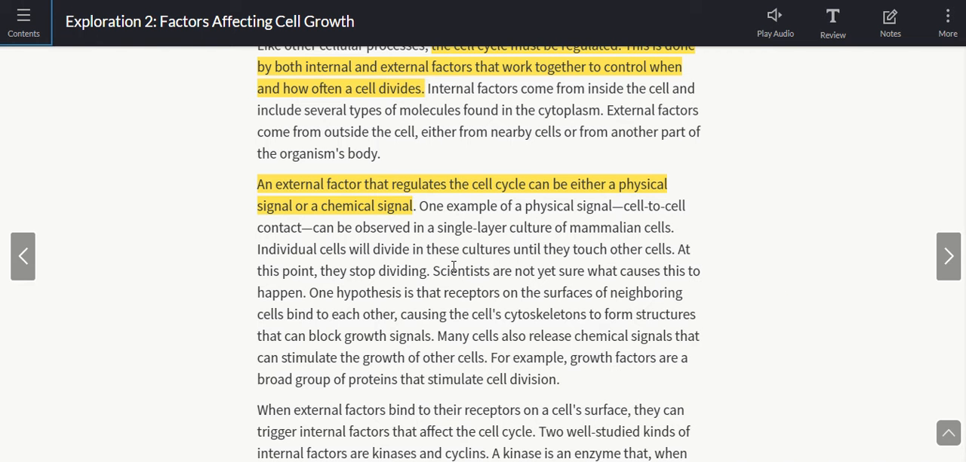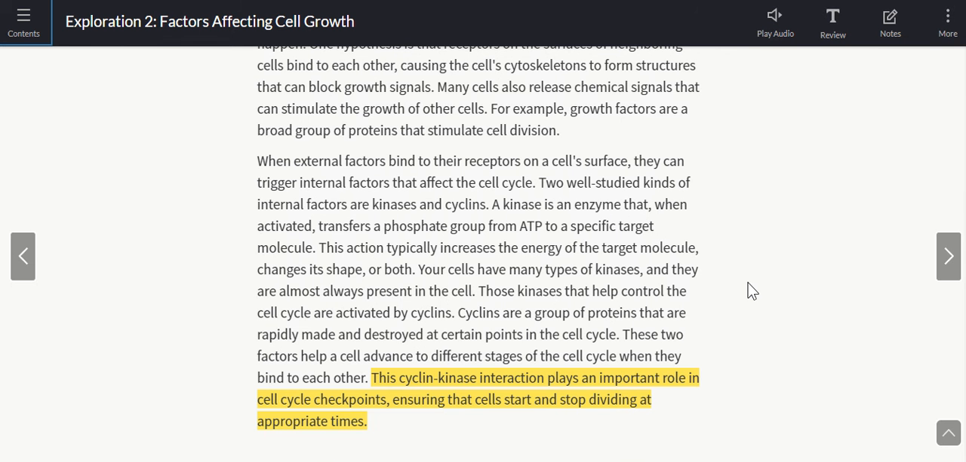One of the external factors is something like a chemical or physical signal. This could be one cell bumping into another cell. It could be another hormone received. But basically what happens is your cell receives some sort of signal from outside that says, hey, it's time to divide.